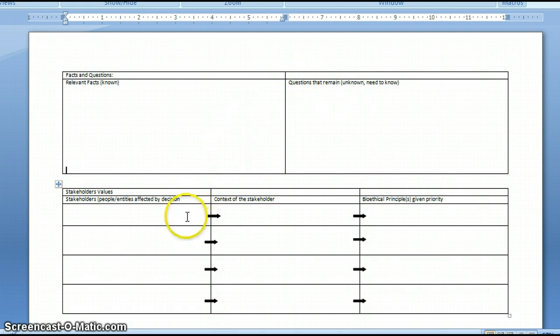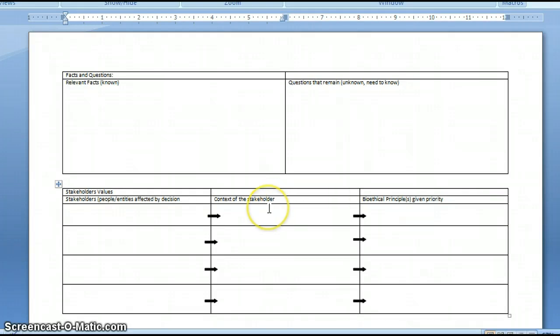The other thing you have to think about when you go through this process is, who are the stakeholders in this issue? Who is going to be affected by the answer to this ethical question? So it's your stakeholders. Now I only have 4 blanks here. You may have more than 4. Most issues do have more than 4. So who are the groups or people that are going to be affected by this ethical question?